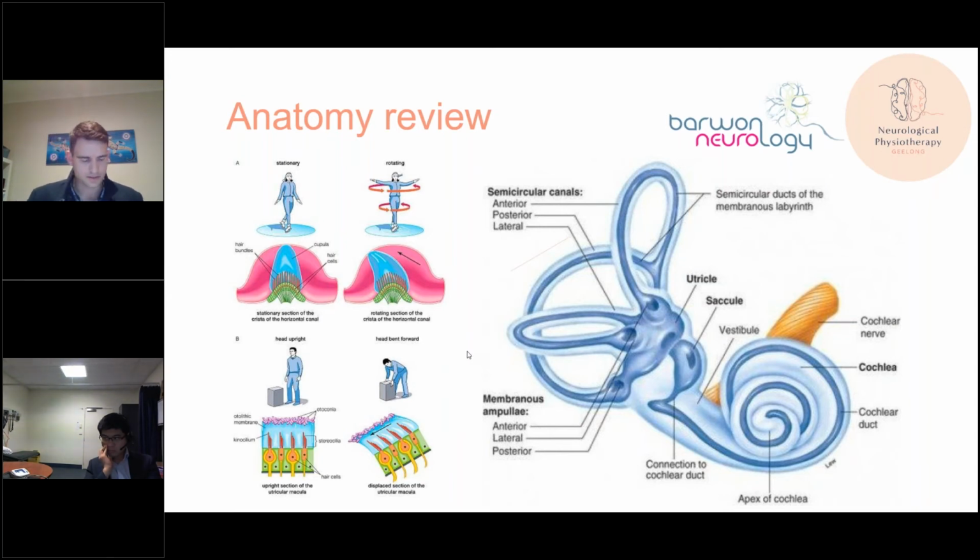And then finally, I mentioned vestibular neuritis. So this will be one or both of the nerves coming from the vestibular system. There's 2.